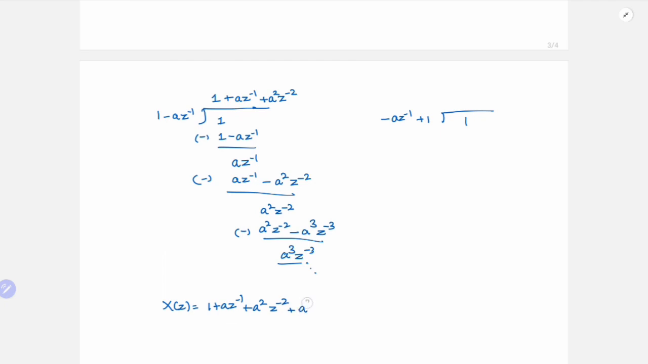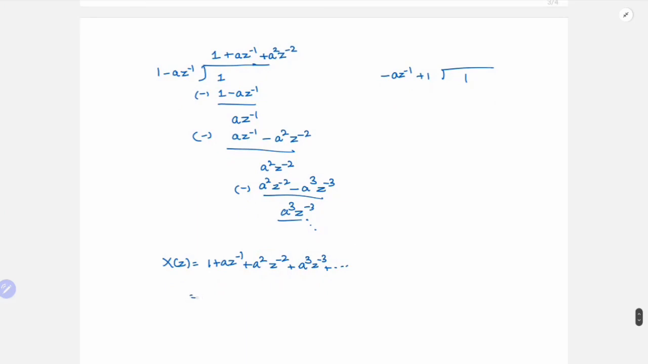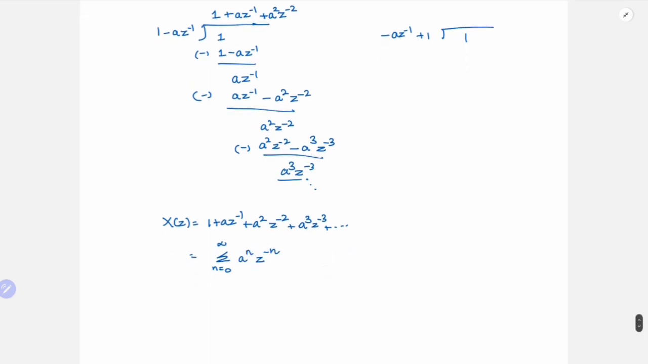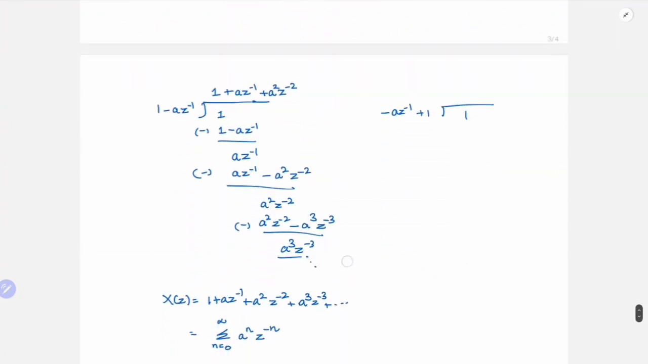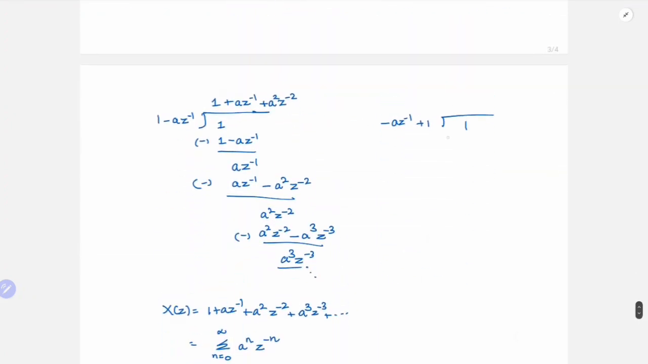Again, I'll get a cube z inverse cube and so on, correct? And this I can compress and write as summation of n equal to 0 to infinity a power n z power minus n, correct? So what will be my x of n? My x of n is nothing but a power n, and since the summation is starting from 0, I need to add u of n here, okay? So if you see, I'm getting u of n. So we'll also try this other case, what happens here.